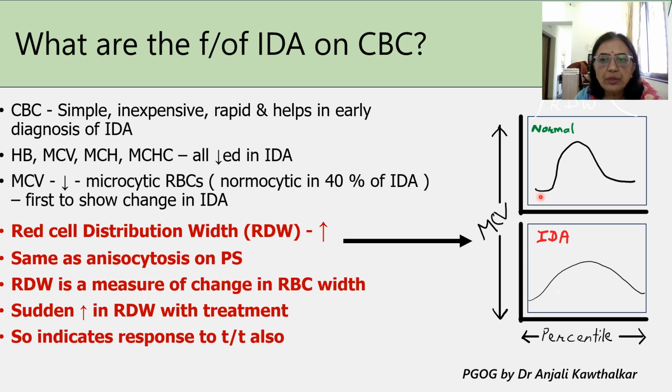Now RDW, red cell distribution width, is normally normal. But with iron deficiency, the red cell distribution width increases. That means the range of RBC volume is greater with iron deficiency anemia. That is why there is an increase in red cell distribution width. A fall in MCV and a rising RDW is the most typical feature of iron deficiency anemia on CBC.